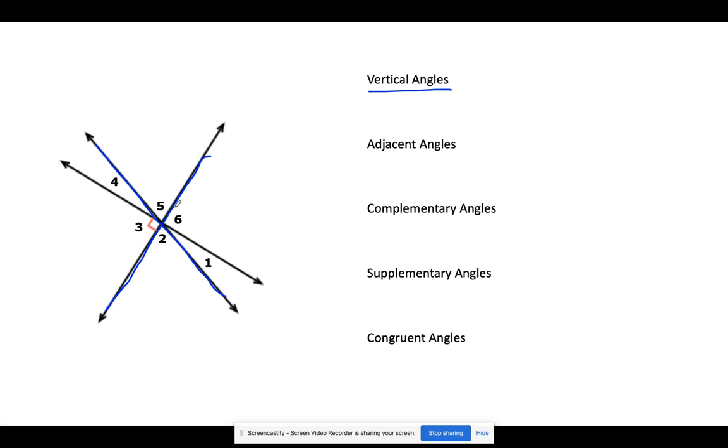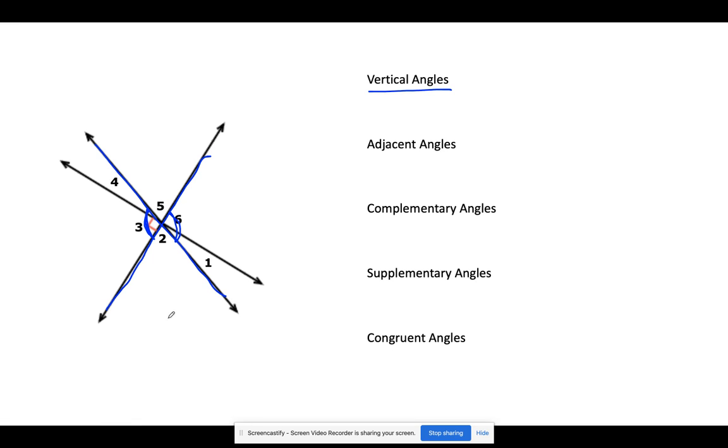For instance, the combination of 6 and 1 together, this complete blue angle all the way to here, is a vertical angle with this complete angle here. Those are vertical angles. One thing about vertical angles is they are congruent.